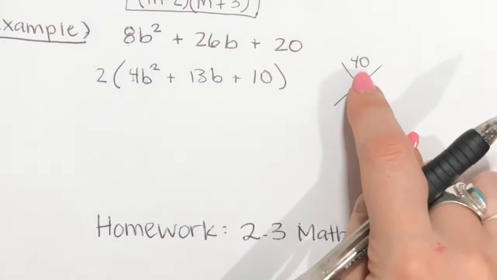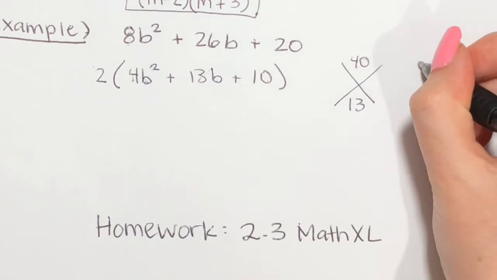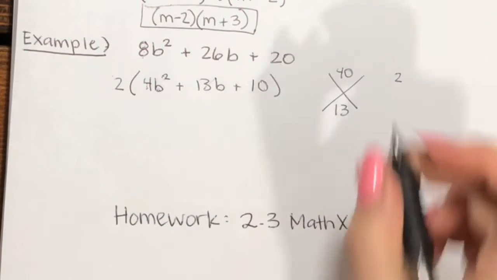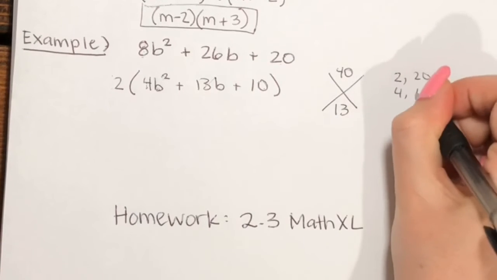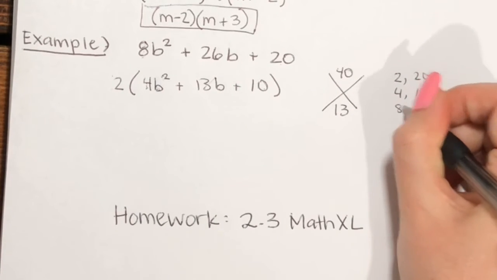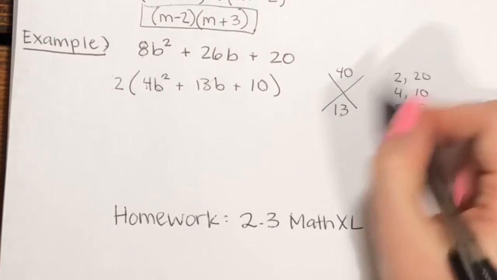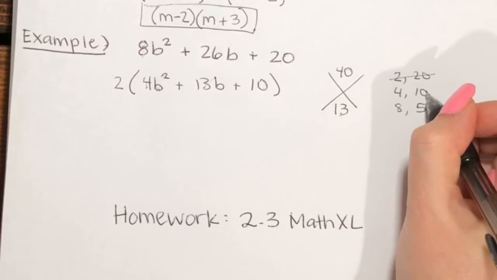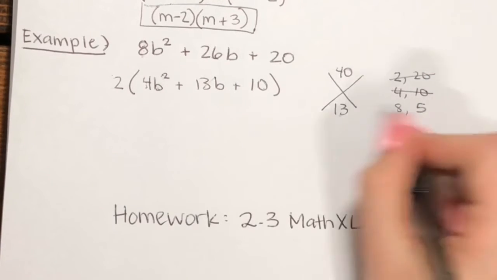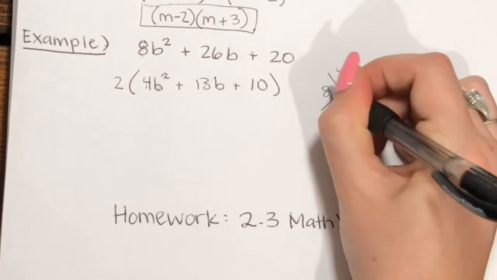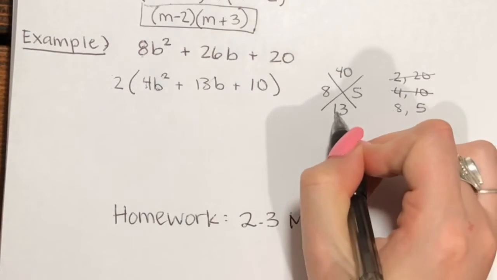And now I'm thinking, what 2 numbers multiply to be 40 and add to be 13? Well, factors of 40 are 2 and 20. We could do 4 and 10. There's 8 and 5. 2 plus 20 is not 13, so that one doesn't work. 4 plus 10 is 14. It's close, but not quite there. 8 plus 5 is 13. So those are the numbers we want. So 8 times 5 is 40. 8 plus 5 is 13.